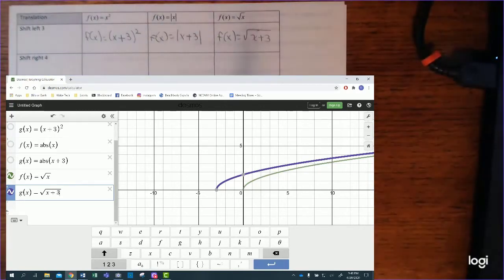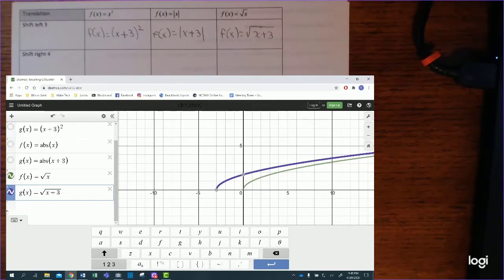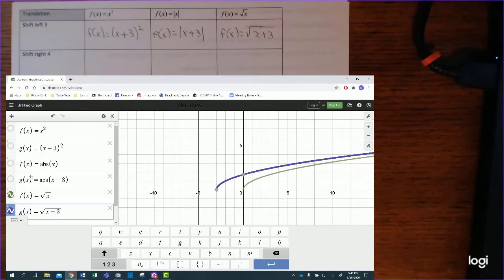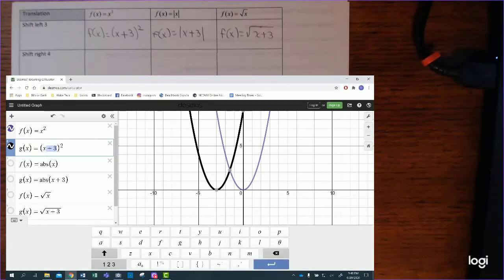Alright, so what do you think we would have to do if you needed to move these functions to the right 3? Or to the right 4, let's say. Let's turn all of these back on, these two back on, and these two on. Well, right 4, left and right's your x-axis, and the x's never play nice.